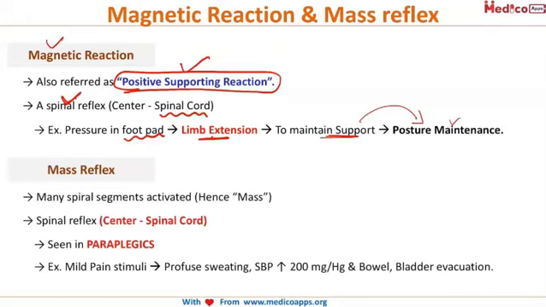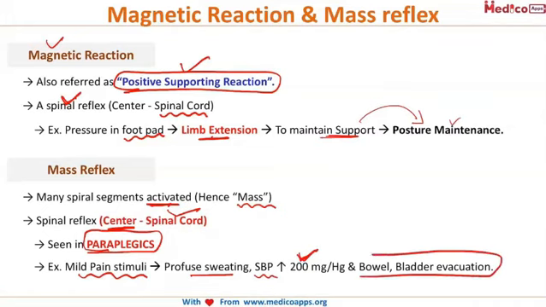The next one we are looking at is the mass reflex. Many spinal segments are involved in this reflex. That is why it is known as mass reflex. Again, the center is in the spinal cord and it is mainly seen in paraplegics. So what is it? When a mild painful stimulus is given in paraplegics, it is followed by profuse sweating and a rise in systolic blood pressure up to 200 millimeters of mercury, and there is bowel and bladder evacuation also. This is known as mass reflex.